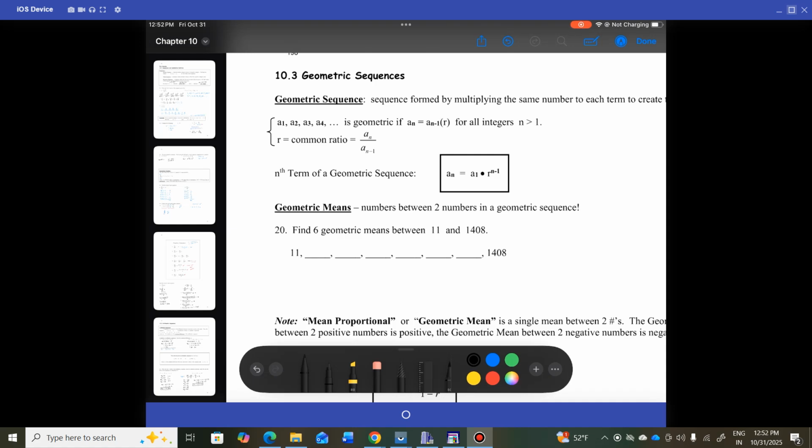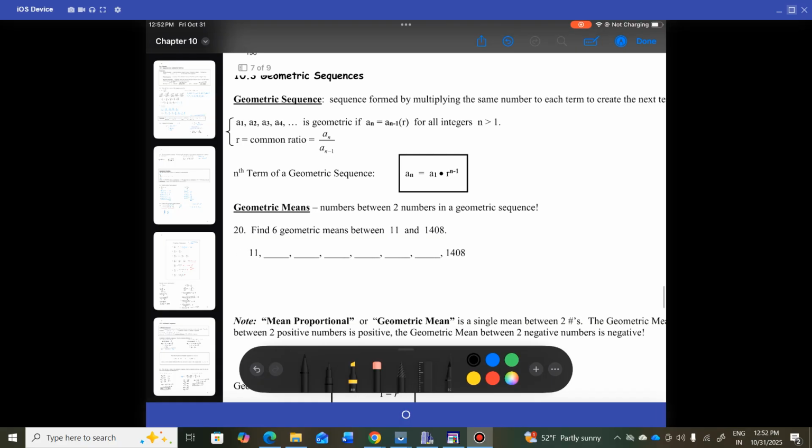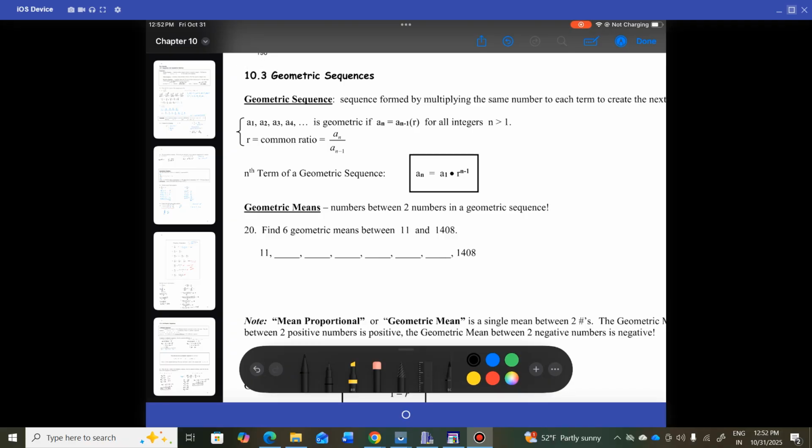Hi, this is Math 1350, and this video is over section 10.3, which is going to be on geometric sequences. A geometric sequence is formed by multiplying the same number to each term to create the next term. So instead of adding the same number like in arithmetic sequences, we're multiplying by the same number, or by a kind of percentage in a sense. So we have what's called a common ratio that we distinguish when we're finding a geometric sequence.